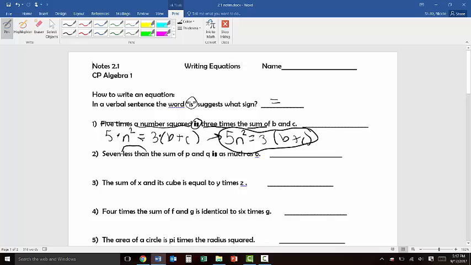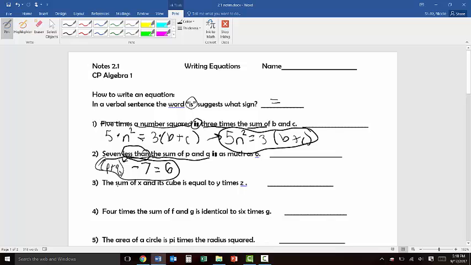In problem 2, we see 7 less than the sum of p and q is as much as 6. So remember, less than means subtract, and we have to switch the order. So the sum of p and q will come first. So write parentheses p plus q, and then 7 comes second, and then is as much as 6.